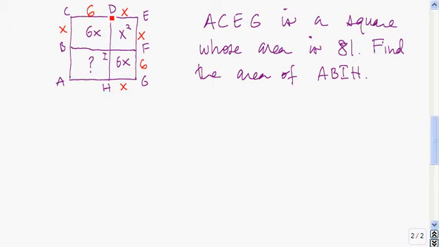Okay, so since this is length 6, this has to be length 6, and this has to be 6. Okay, finally, since this is 6, this has to be 6, and that has to be 6 as well. So this missing piece right here has an area of 6 times 6, which is 36.